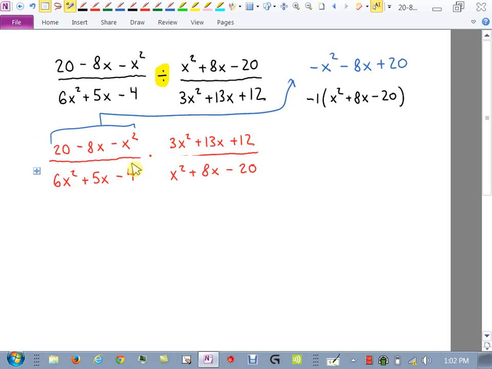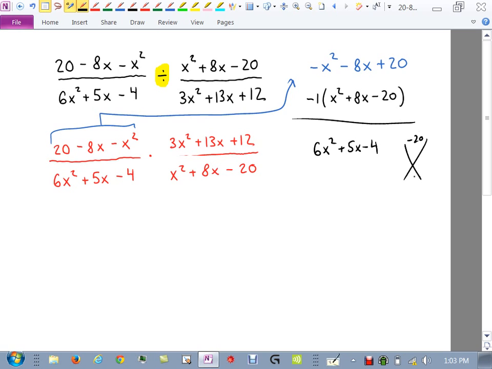And those don't match up, do they? So I can't do anything to get those canceled. So let's do some AC method on this one, and let's see if we can get them. Do you want me to actually do it? I can do it. 6x squared plus 5x minus 4. I'm doing that one right now.